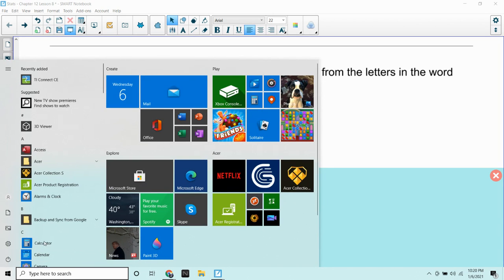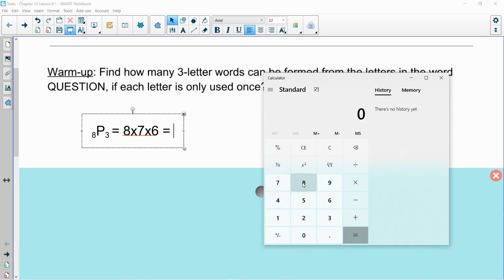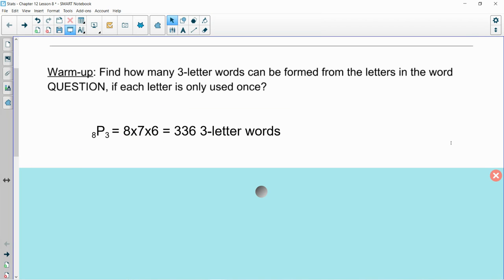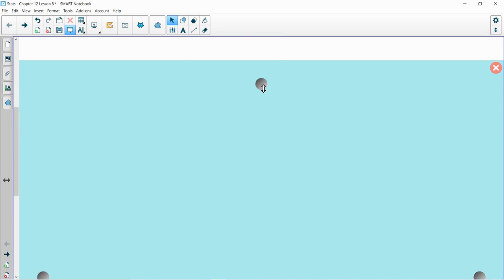All right, let's see. What is 8 times 7 times 6? We'll go with the old school computer calculator. 336. 336 3-letter words. And we're done. All right, so a quick review of permutations and a very common style question with the letters in the word question. All right, so hopefully we are good to go.